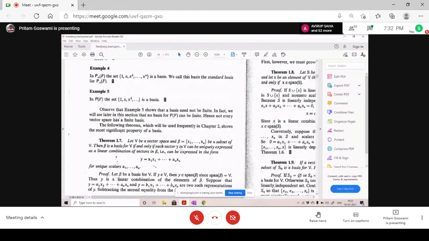So there is a theorem. The theorem states that suppose a vector space V is given and a basis of that vector space, beta, is given, where beta has elements x1 to xn. Then for any vector y in V, you can uniquely write that y in terms of the basis elements x1 to xn. And how is it unique? The scalars will be unique, because the basis is not unique. If you change the basis, the scalars will change, but if you fix the basis, the scalars will be unique.